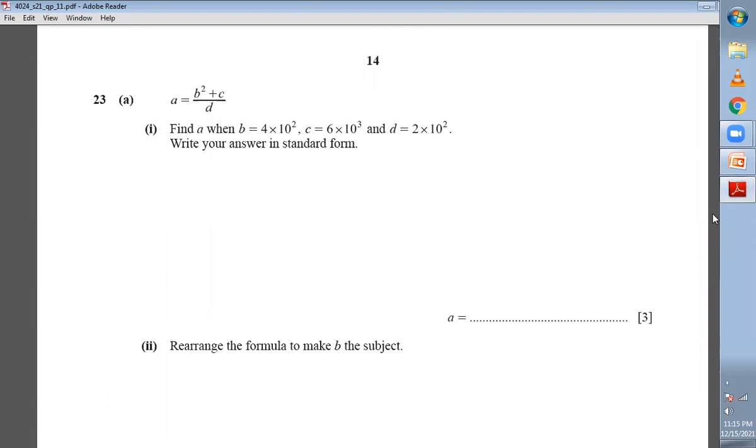And it says, question number 23, A part. A is equal to (B square plus C) divided by D. The first portion is find A when B is equal to 4 times 10 to the power 2, and C is 6 times 10 to the power 3, and D is 2 times 10 to the power 2. Write your answer in the standard form. Okay, so the formula is A is equal to B square plus C, the whole thing divided by D. The values of B, C and D are given. We'll substitute them here and let's do the calculation.